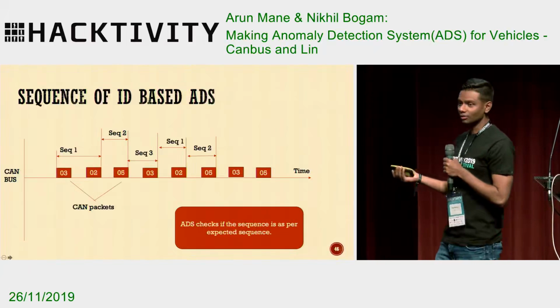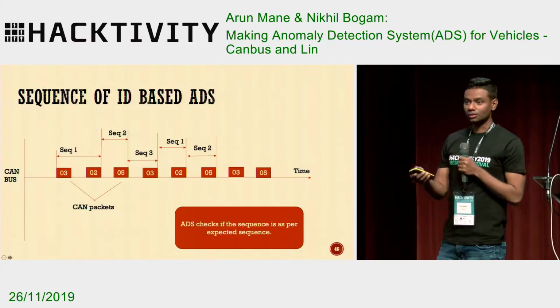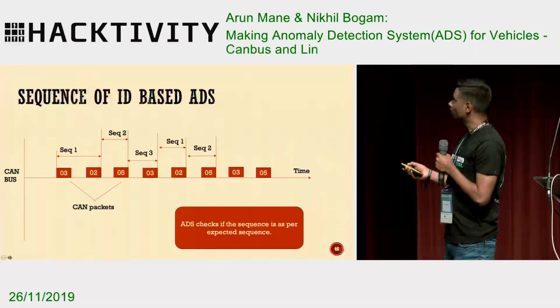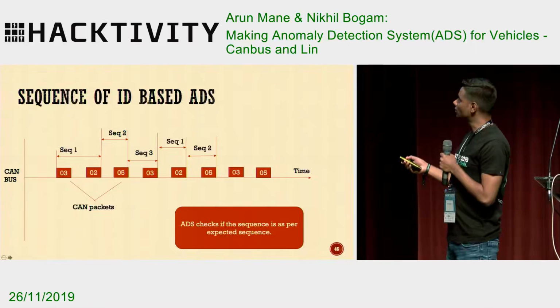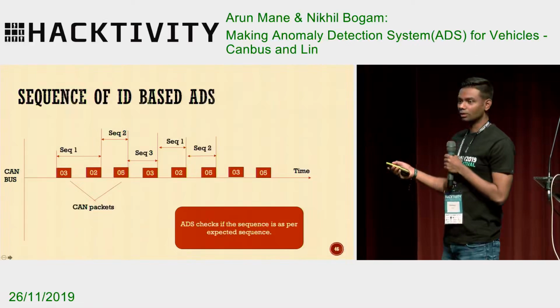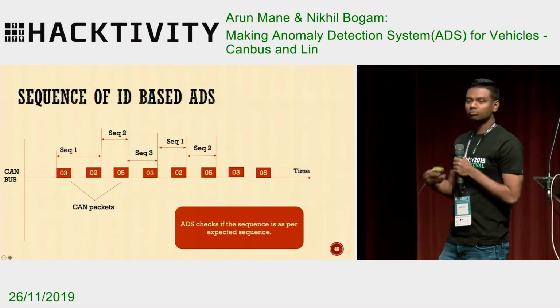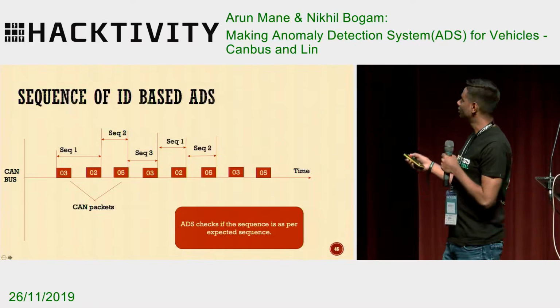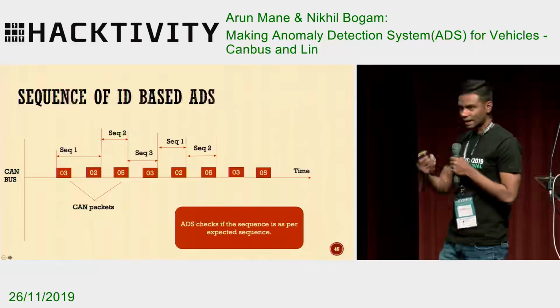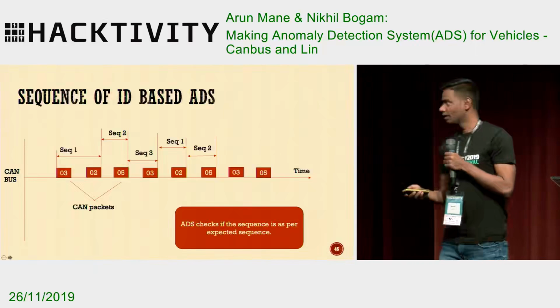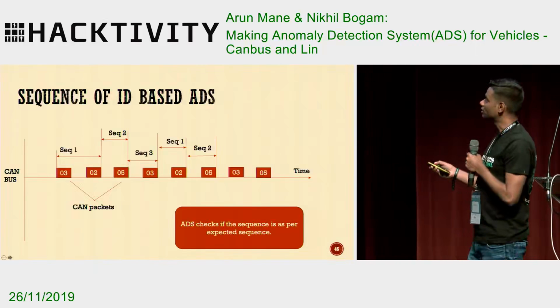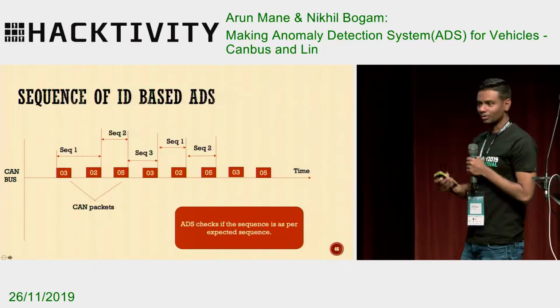So it has to learn all this information, what came earlier and then what is the current one, and it keeps this sequence stored in the memory in the learning phase. Then there is the actual execution going on in the car. At that time, it checks if this sequence is actually repeating or not.